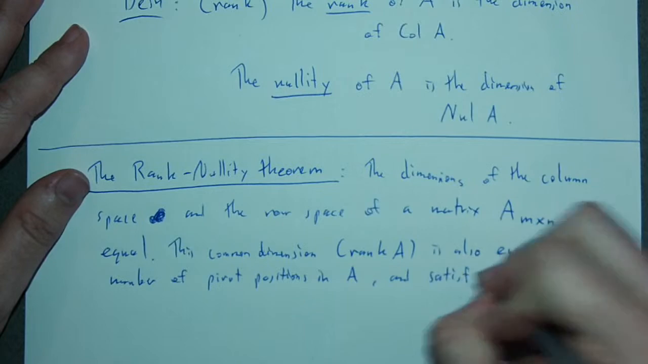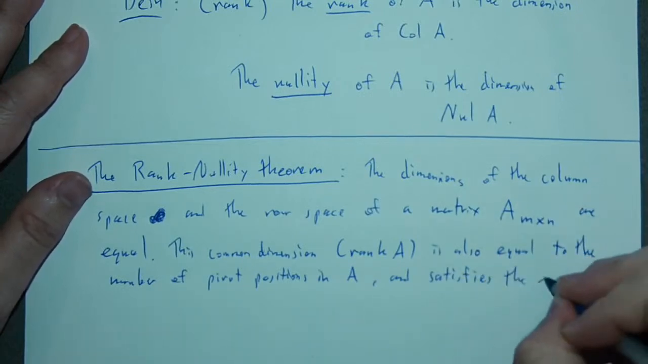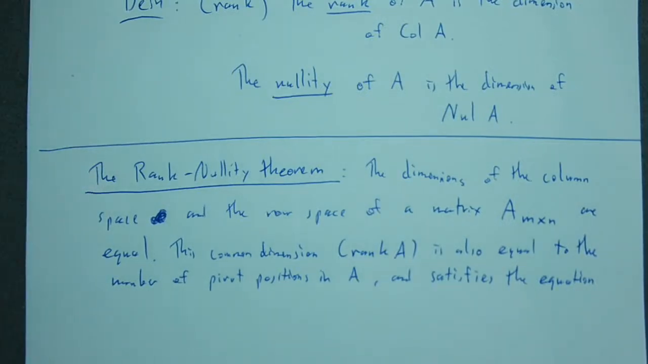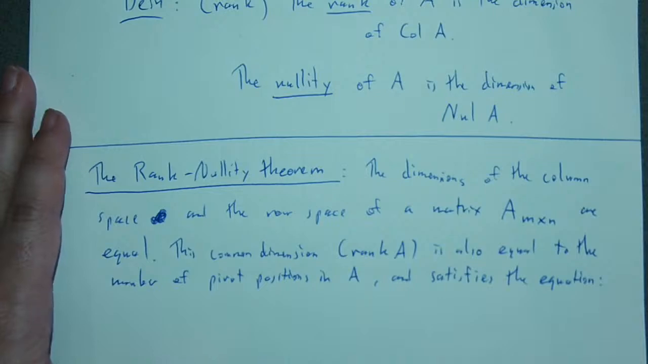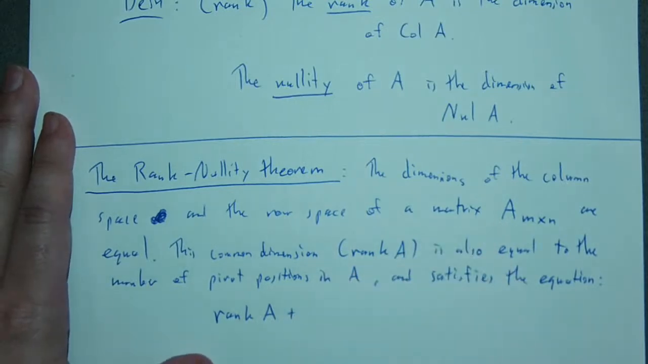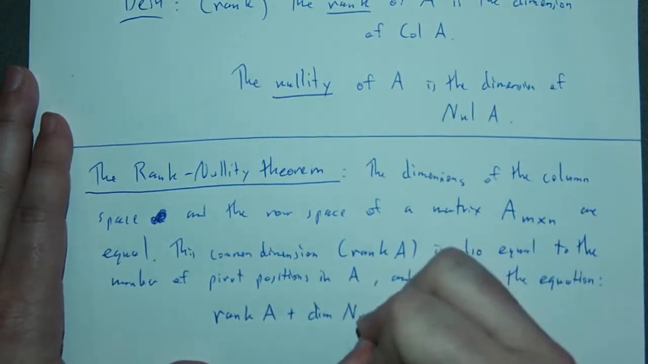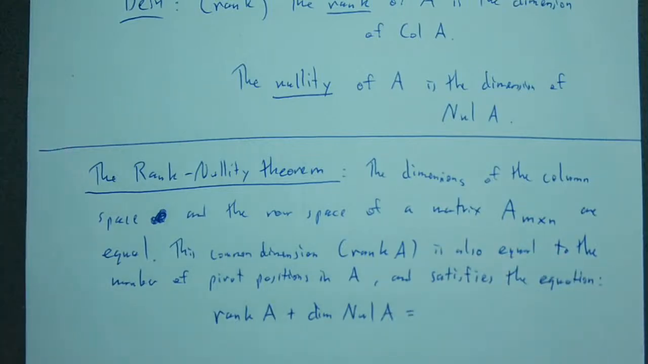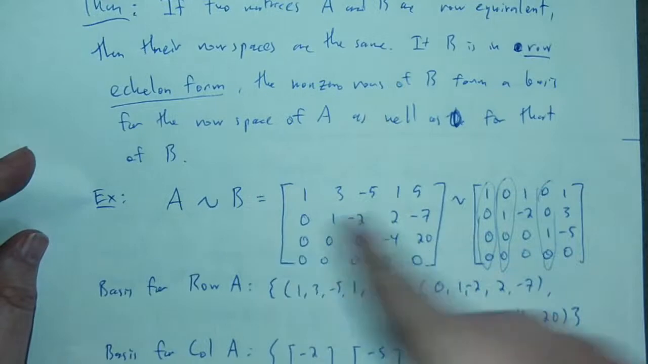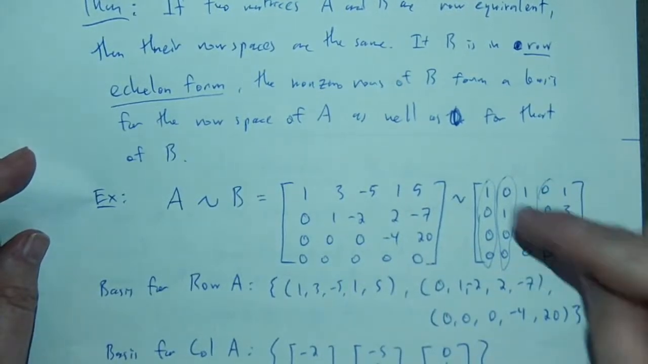Right. And it satisfies the equation that is not mysterious at all, because actually we've reasoned through it before, even though I didn't explicitly say it. So it satisfies the equation rank A plus the dimension of the null space of A is equal to what? Okay, let's just look at our example before I even write this. So going back to look at our example, we had our matrix A. We took our matrix A, we row reduced it. Here it is in row echelon form, or reduced row echelon form.